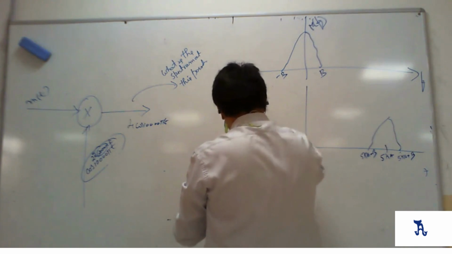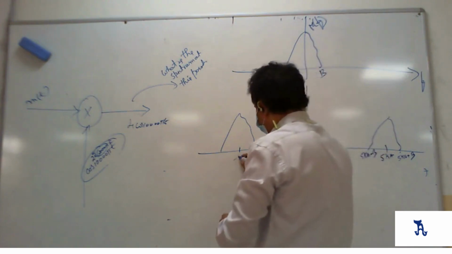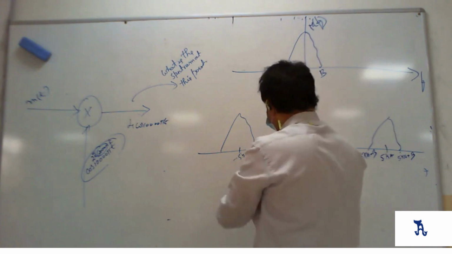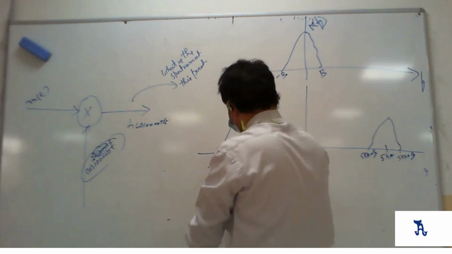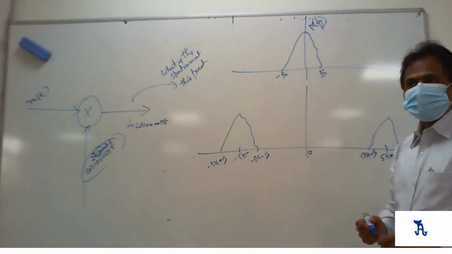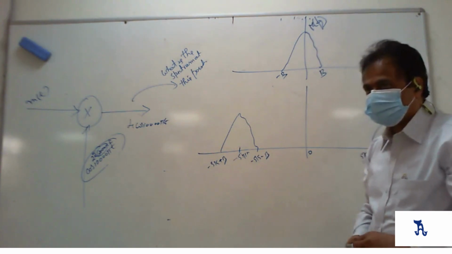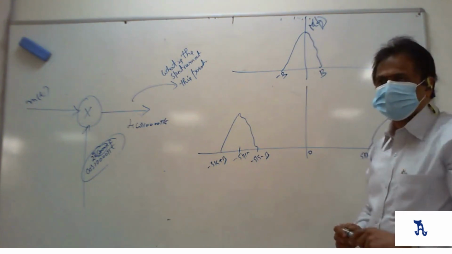This is because of the Fourier transform symmetry property. Whatever is there will come to this side. This will be minus 5 kilohertz, minus b, and minus 5 kilohertz plus b. Same thing will come. Euler's formula is going to give the same thing.